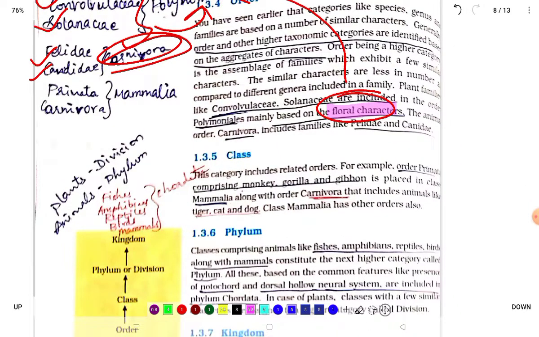Now we are moving to class. For example, order Primata, which comprises monkey, gorilla and gibbon, is placed in class Mammalia, along with order Carnivora, which includes animals like tiger, cat and dog. Class Mammalia has other orders too. So Mammalia includes different kinds of orders, that is Primata, Carnivora and some others. Order Primata comprises monkey, gorilla, gibbon, and human beings also come under order Primata. Carnivora includes tiger, cat, dog, etc. That I have written here, you can also make a note of it.